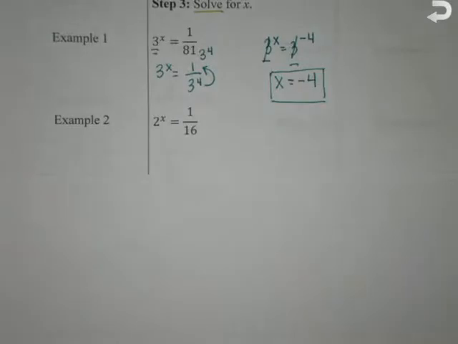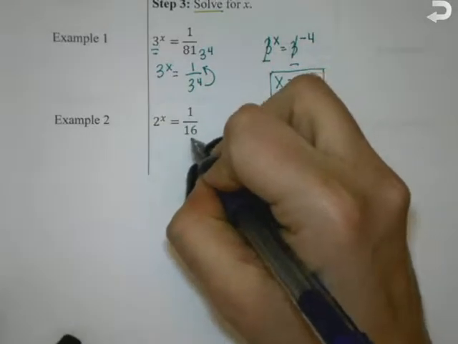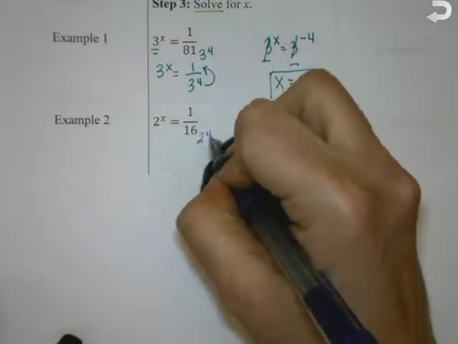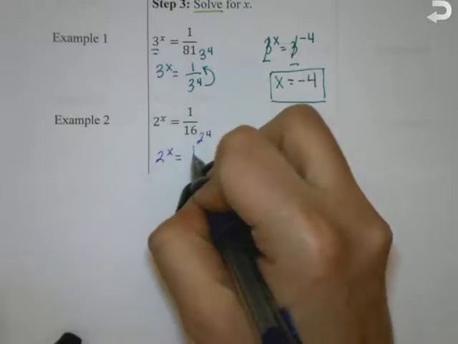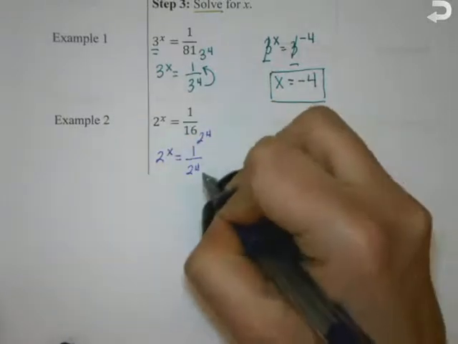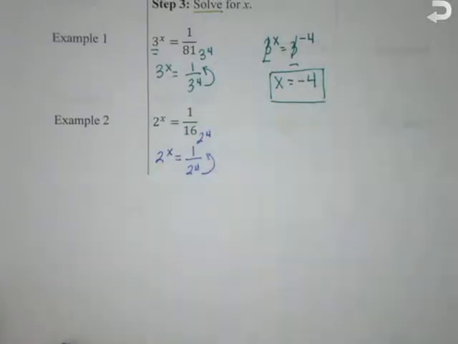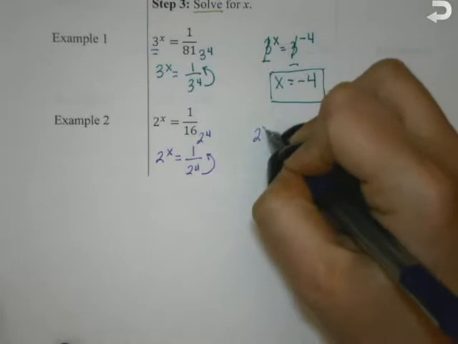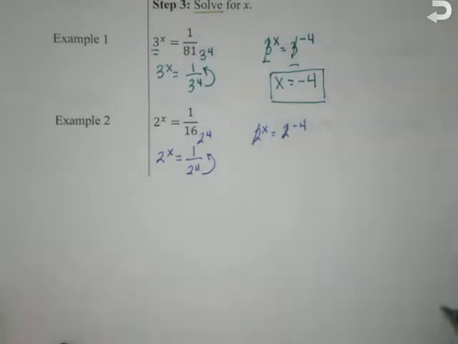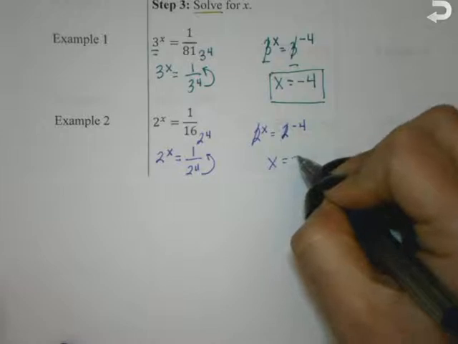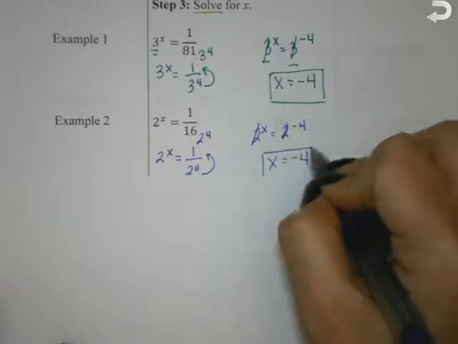So example 2, guys, 2 to the x equals 1 over 16. How could you write 16 as a base of 2? 2 to the 4th. So this would be 2 to the x equals 1 over 2 to the 4th, and then how do we get that 2 to the 4th up? Make it negative. So this is 2 to the x equals 2 to the negative 4. Drop the bases, so x equals negative 4. That's a coincidence.